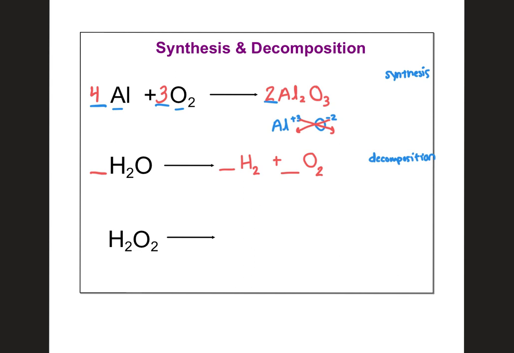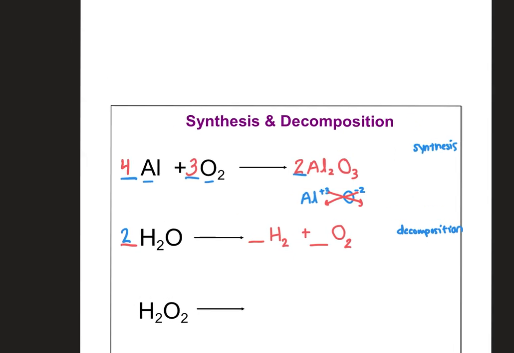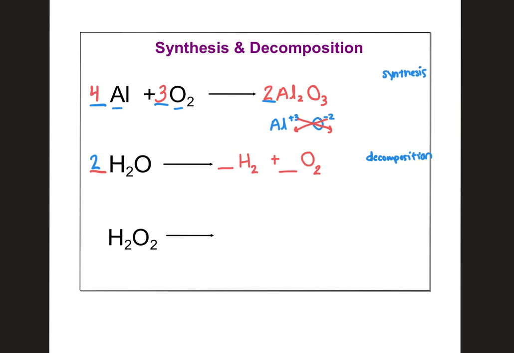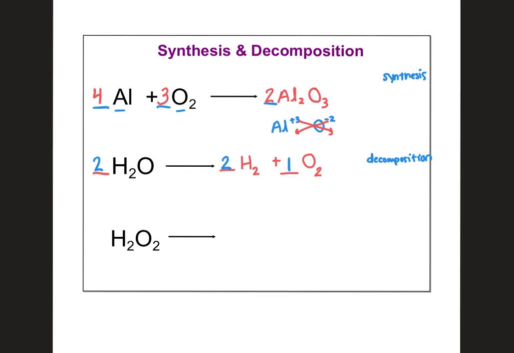Now we can balance. I'm going to put a 2 in front of my water to make 2 oxygens, and that means 4 hydrogens on the left. So we're going to need 2 right here, so I have 4 hydrogens and then a 1.